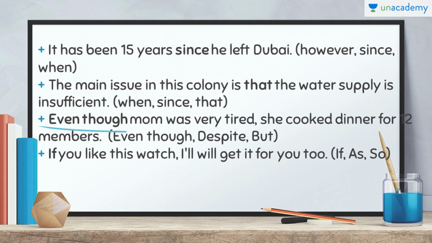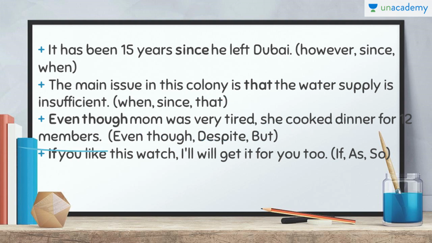Even though mom was tired, she cooked dinner for 12 members. 12 is written over here. So even though is telling us something that is happening irrespective of the thing that is in the later part of the sentence. Mom was tired, this is one thing. She was supposed to take rest. But what is happening? She cooked dinner. She is doing something positive, but she was not supposed to do that. She cooked the dinner for 12 members. So here we are using even though to talk about this situation that is mentioned in the first part of the sentence, that in spite of this thing, still she did this thing like this.